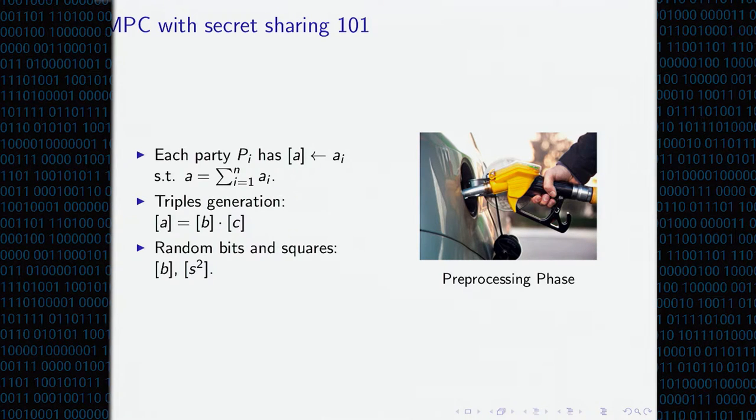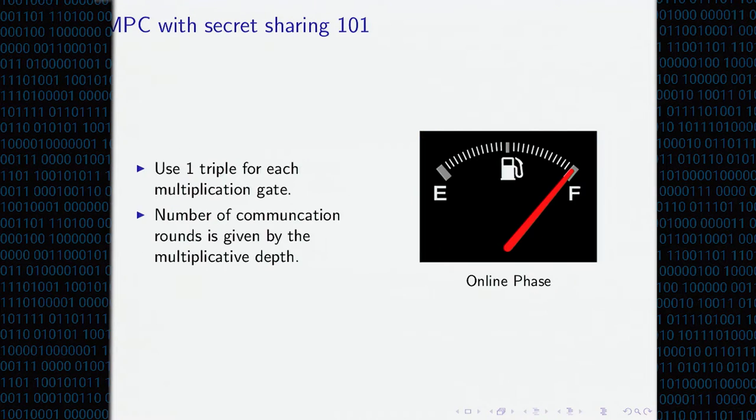Basically, we can think of MPC as a two-phase problem. We have the pre-processing phase in which we generate triples, bits, squares, and lots of them. And we have the online phase where we use that fuel, in which we use one triple for each multiplication gate, and the number of communication rounds is given by the multiplicative depth. Okay, so we have the pre-processing phase and the online phase.